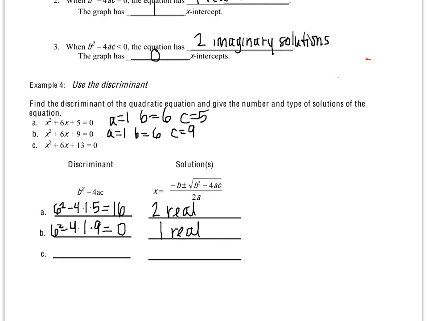And then the last one, for C, a equals 1, b equals 6, and c equals 13. So I've got 6 squared minus 4 times a, which is 1, times c, which is 13. So 6 squared minus 4 times 1 times 13 gives you negative 16. Since that's a negative number, we know we have 2 imaginary solutions.